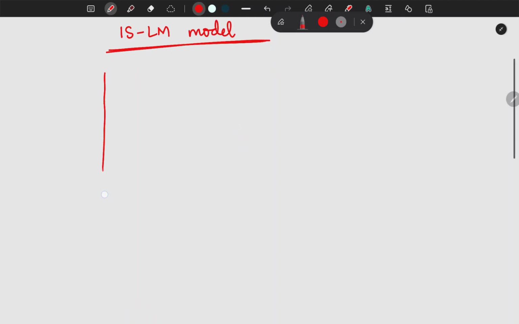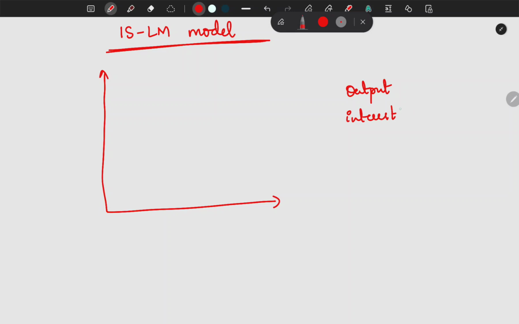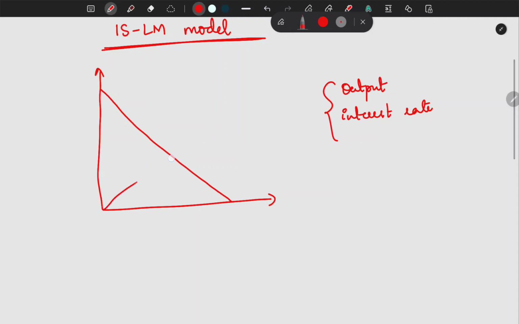Today we are basically focusing on a beautiful topic in microeconomics called the IS-LM model. Here we are going to understand output, interest rate, and where they meet. Basically, the IS curve is inverse and downward sloping, and the LM curve is upward sloping. This is what we need to remember.